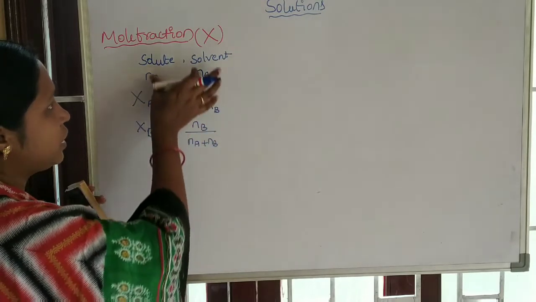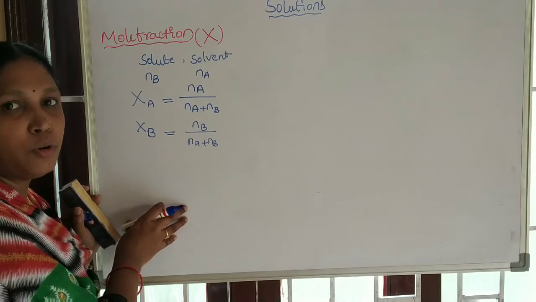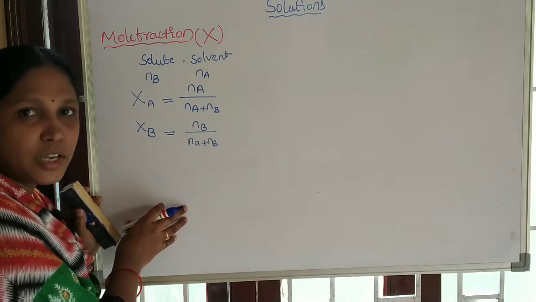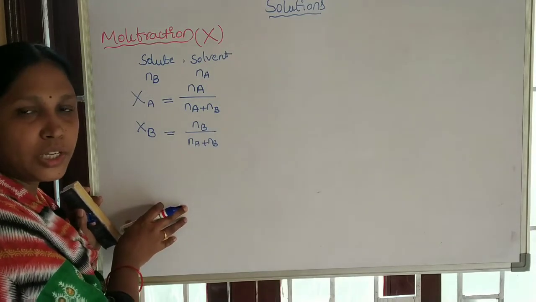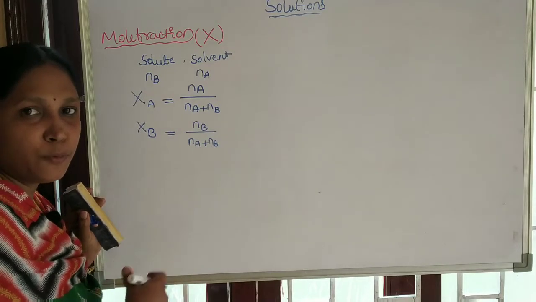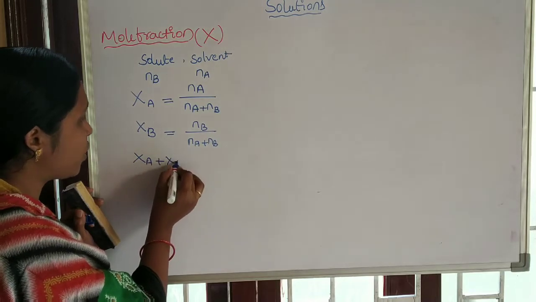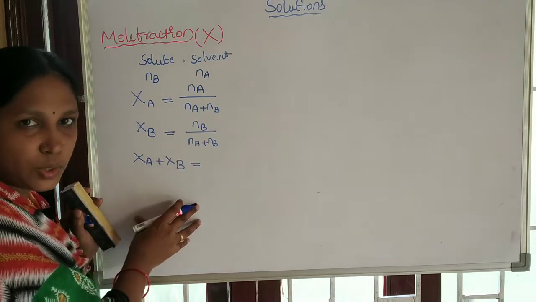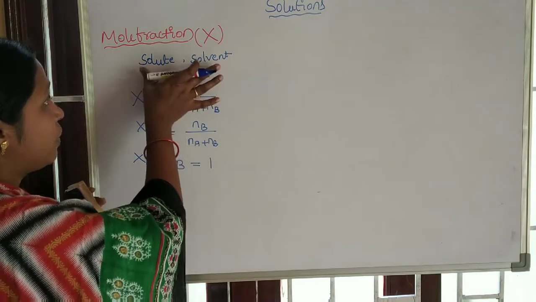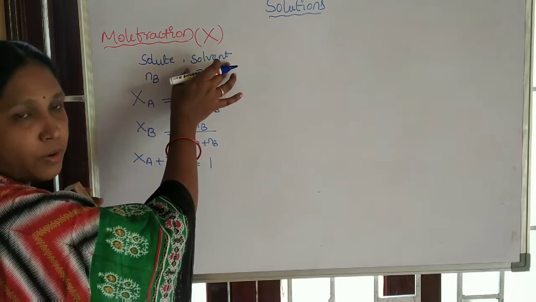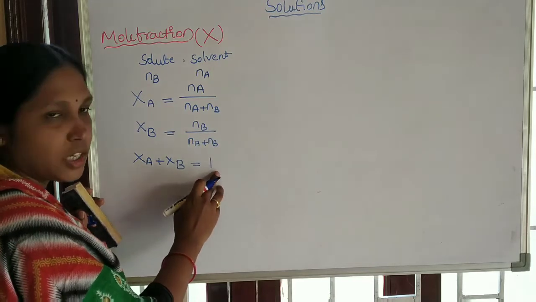And another one, that is, if you take mole fractions, the sum of the mole fractions of components present in the solution is always unity. The components may be 2, 3, 4, and so on. But the sum of the mole fractions of components present in the solution is unity. Here I have taken a binary solution, means solute and solvent. So the mole fraction of solvent plus mole fraction of solute is equal to 1.